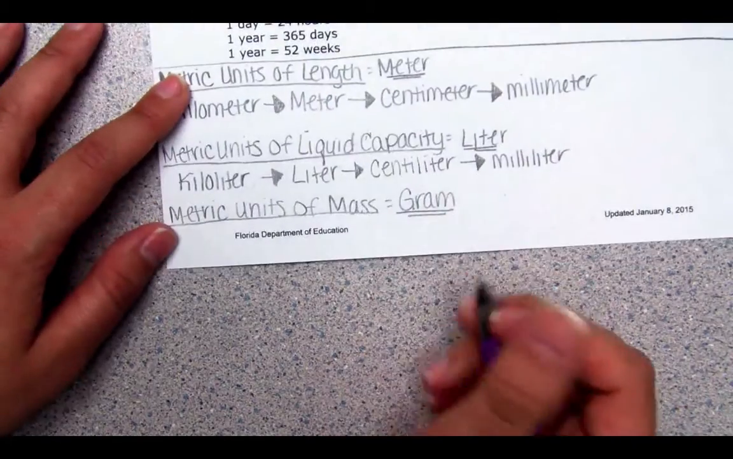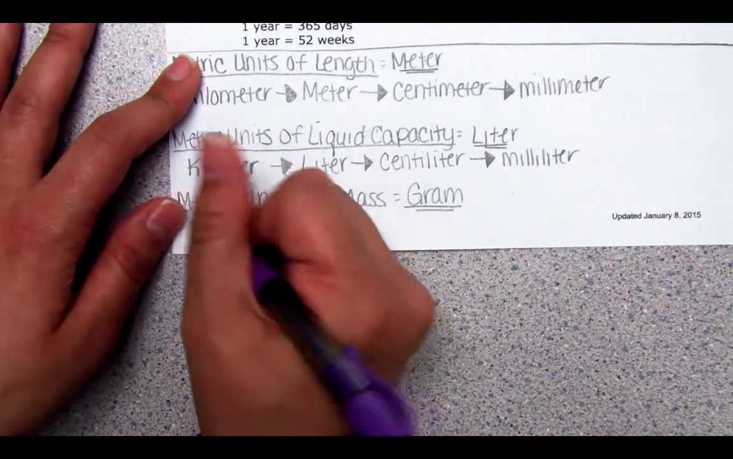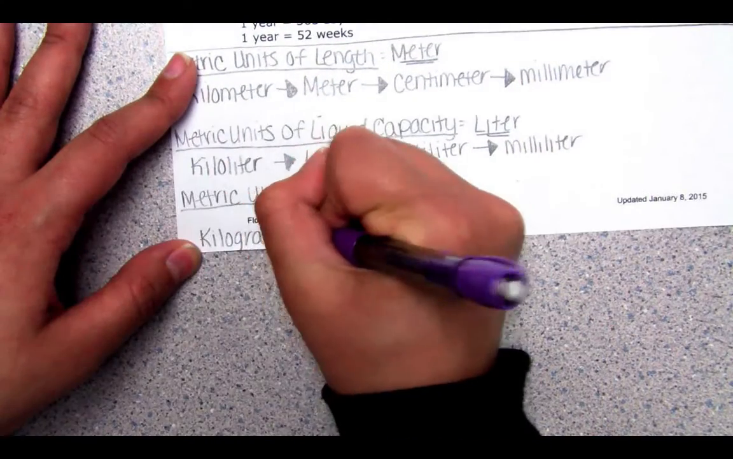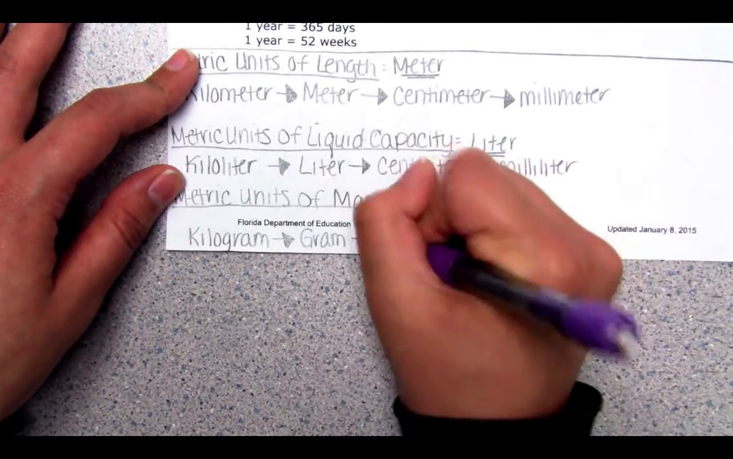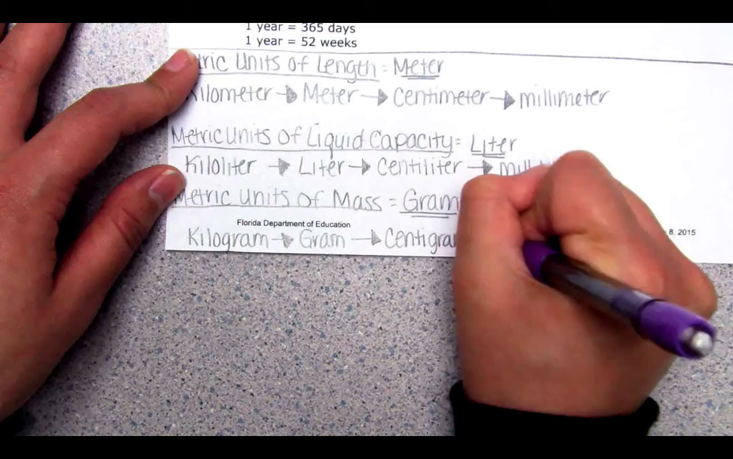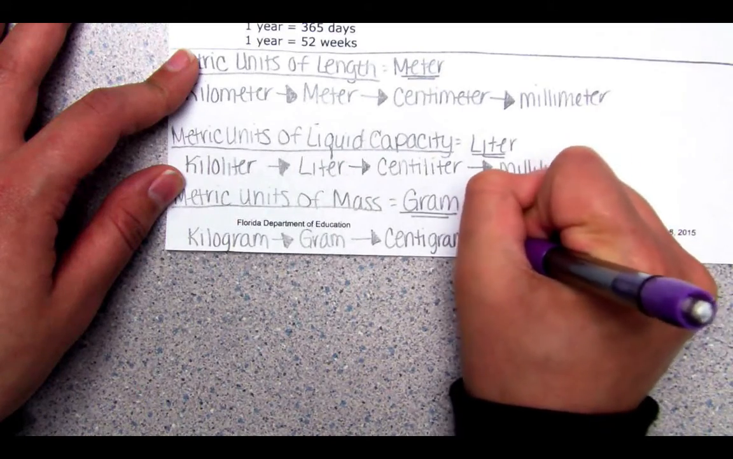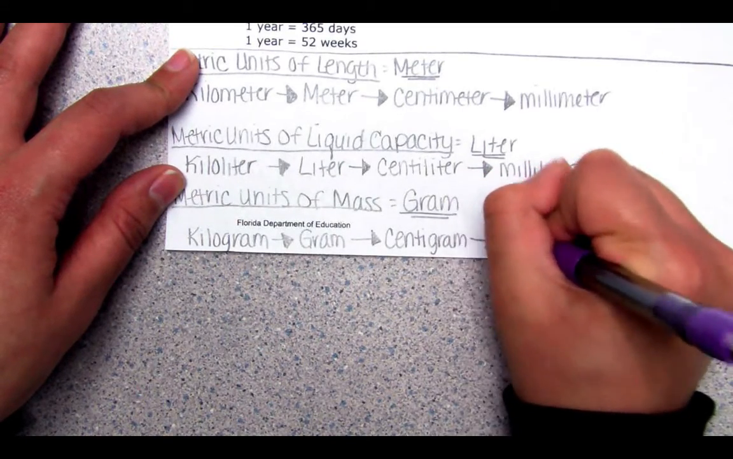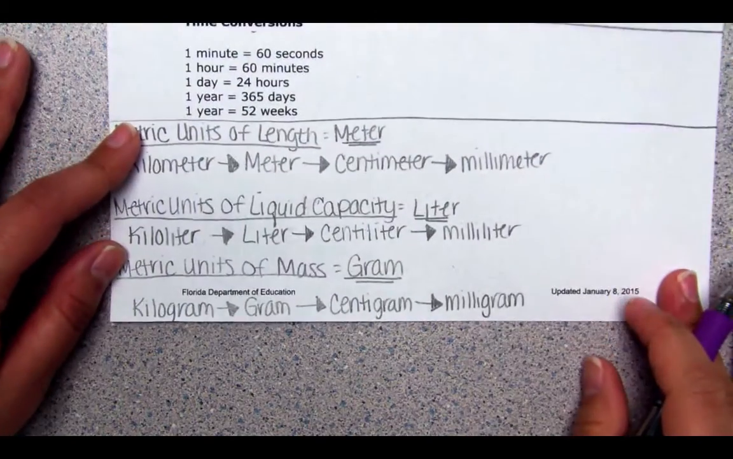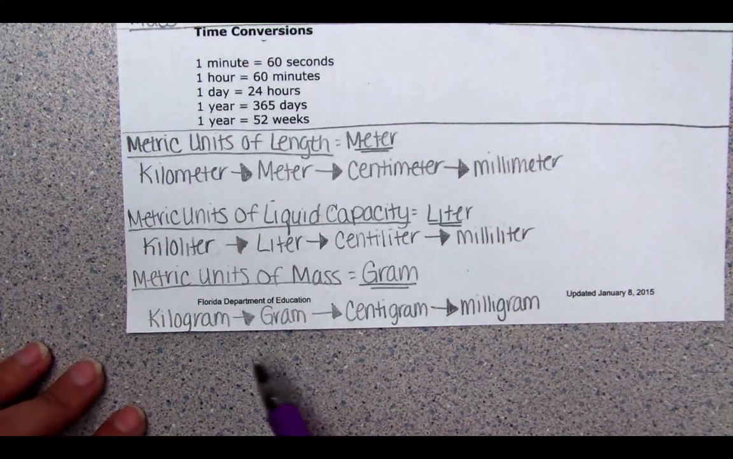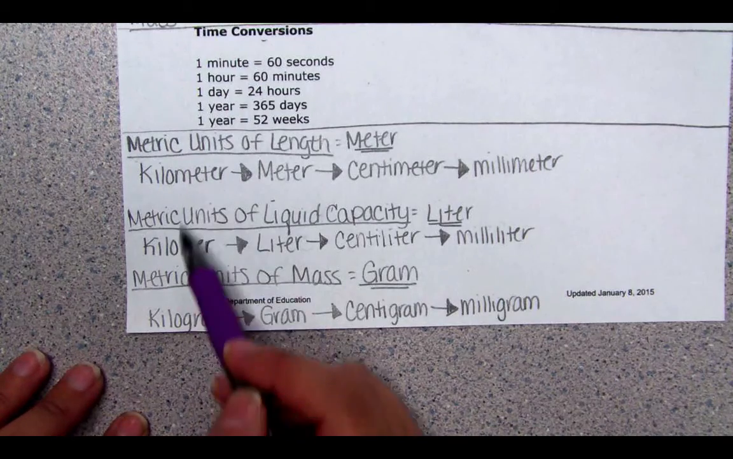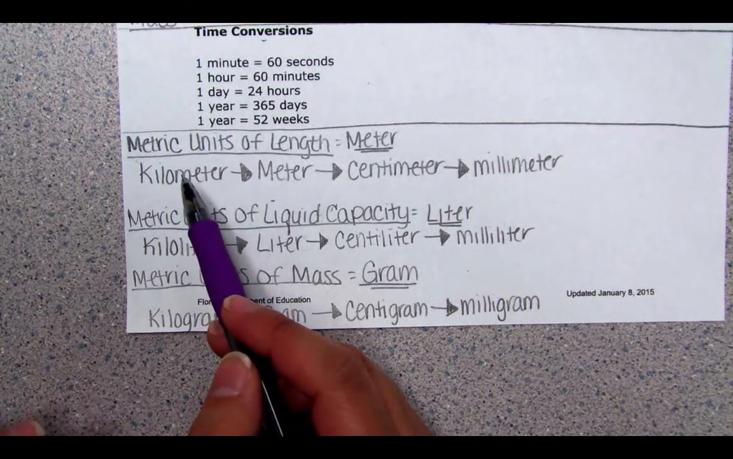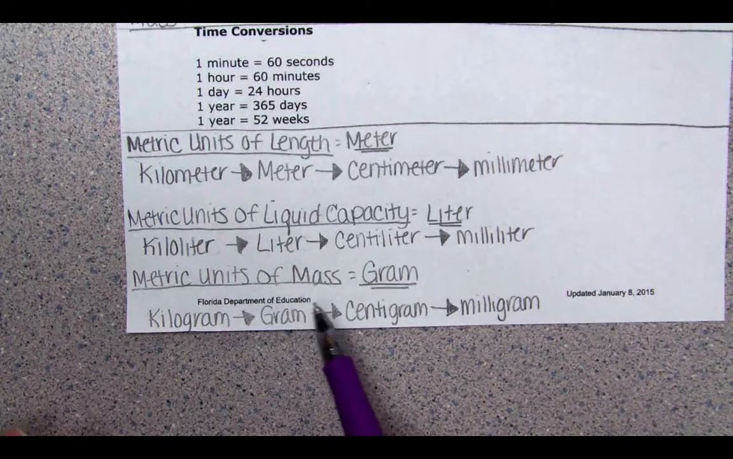So the largest one is going to be kilograms. Then the next one is grams. Then we have centigrams. And finally, milligrams. I wonder if you're seeing a pattern here. So if you take a look, the prefixes are all the same across the metric units of length, liquid capacity, and mass.